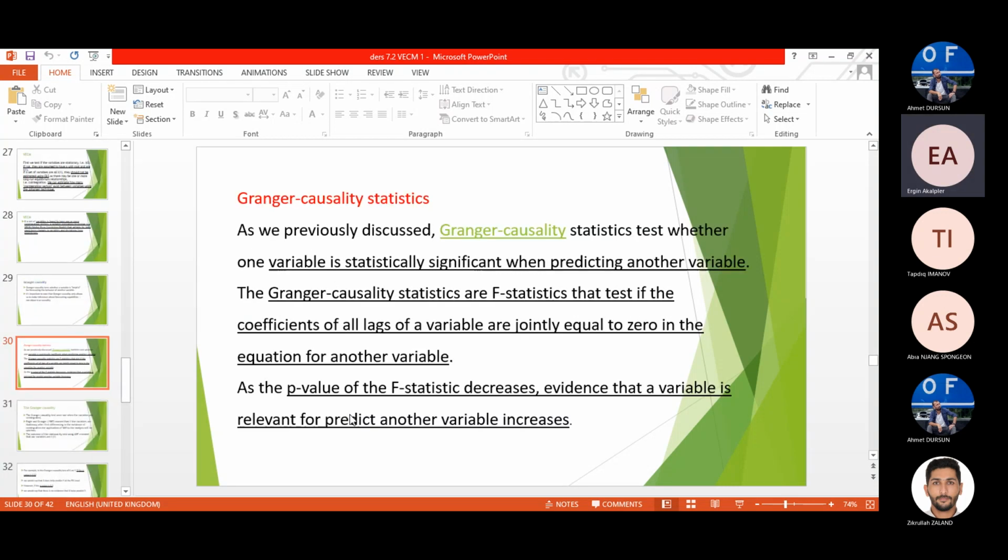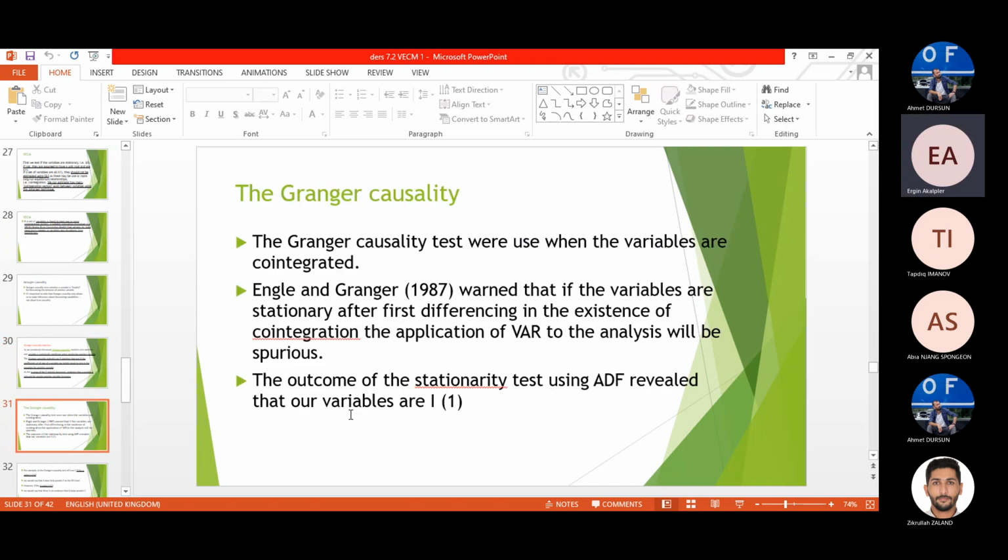The Granger causality statistic, as we previously discussed, tests whether one variable is statistically significant when predicting another variable. The Granger causality statistics are F statistics that test if the coefficients of all lags of a variable are jointly equal to 0 in the equation for another variable. As the p-value of the F statistic decreases, evidence that a variable is relevant for predicting another variable increases. The Granger causality tests are used when the variables are cointegrated.